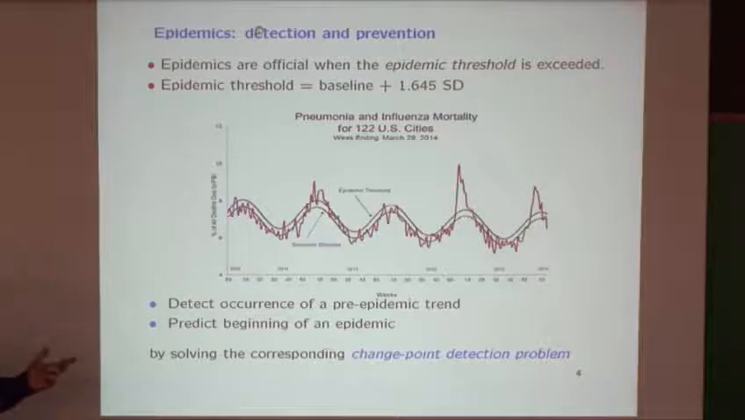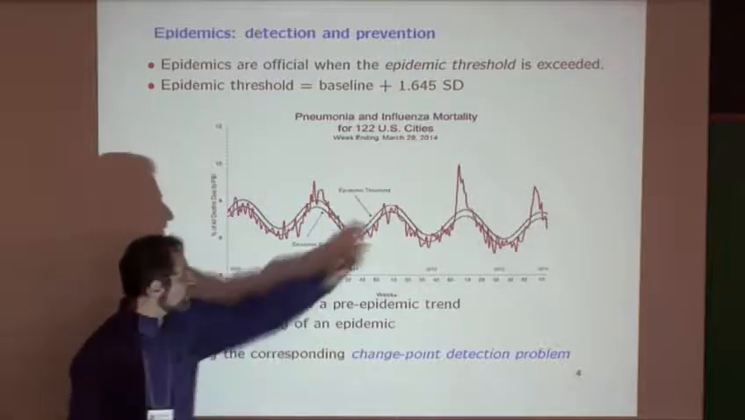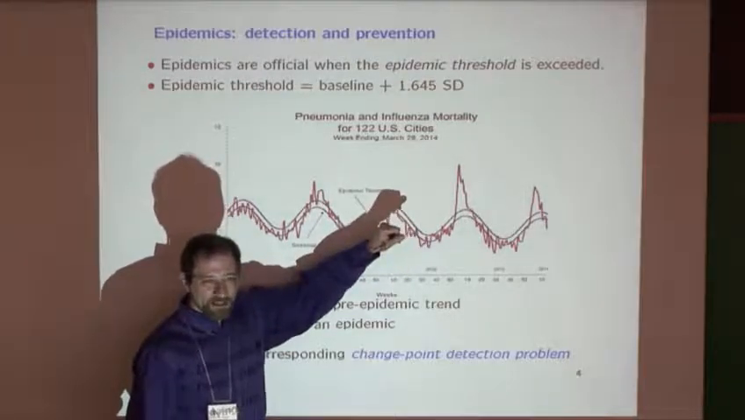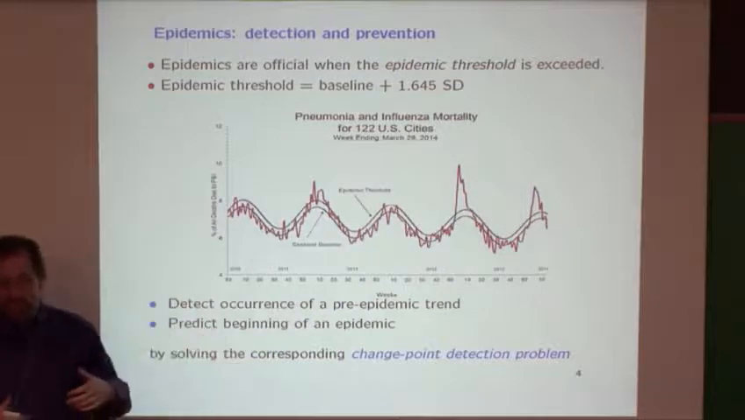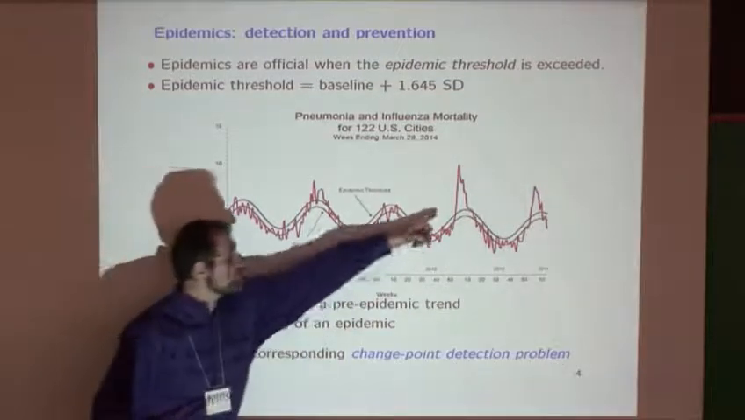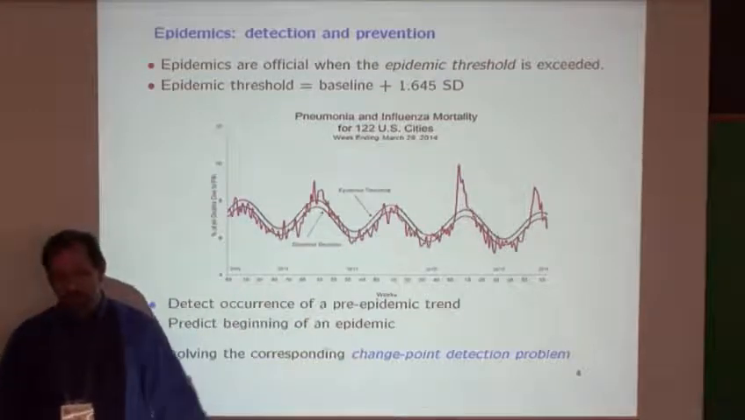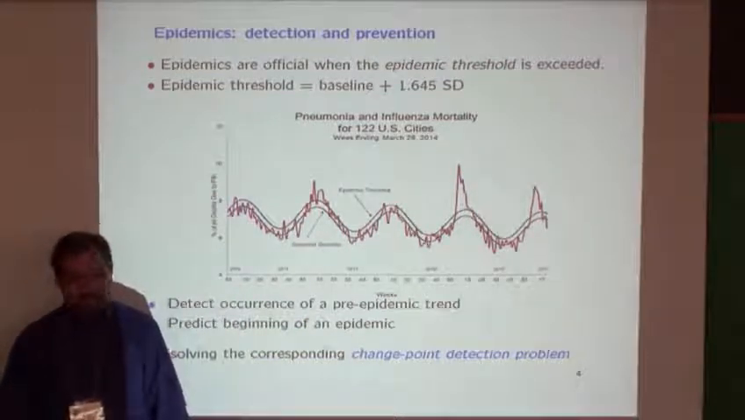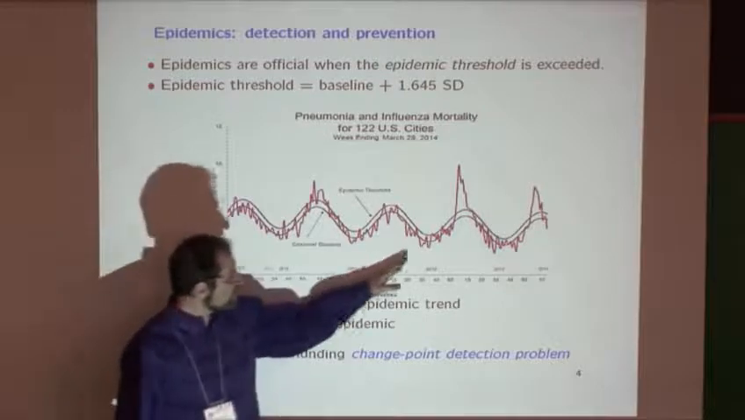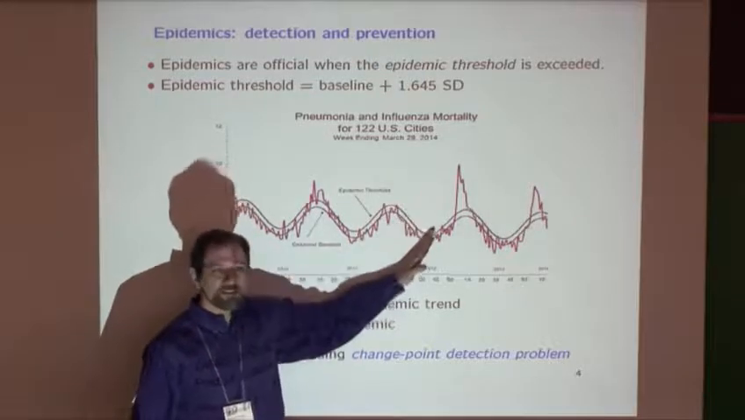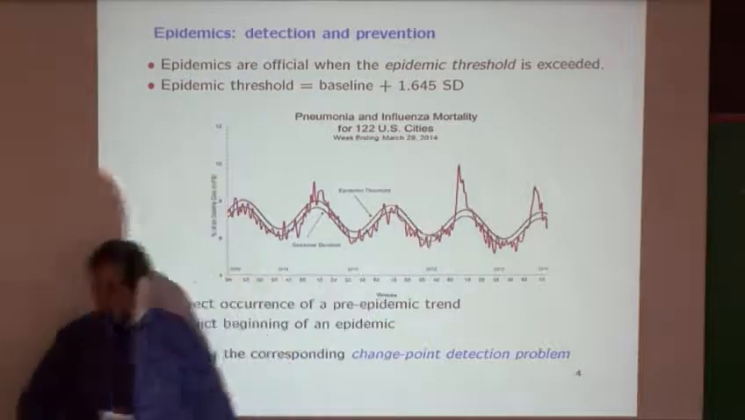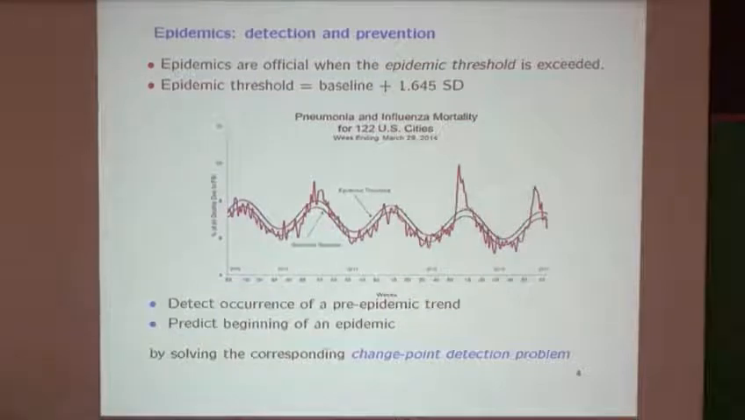Officially, epidemic is defined as the time when the mortality due to related illnesses exceeds the epidemic threshold. The thing is that at that moment, it's already late to do anything about it. We have epidemics. So the idea for a statistician is to detect unusually high infection rates before that and be able to predict the epidemic.